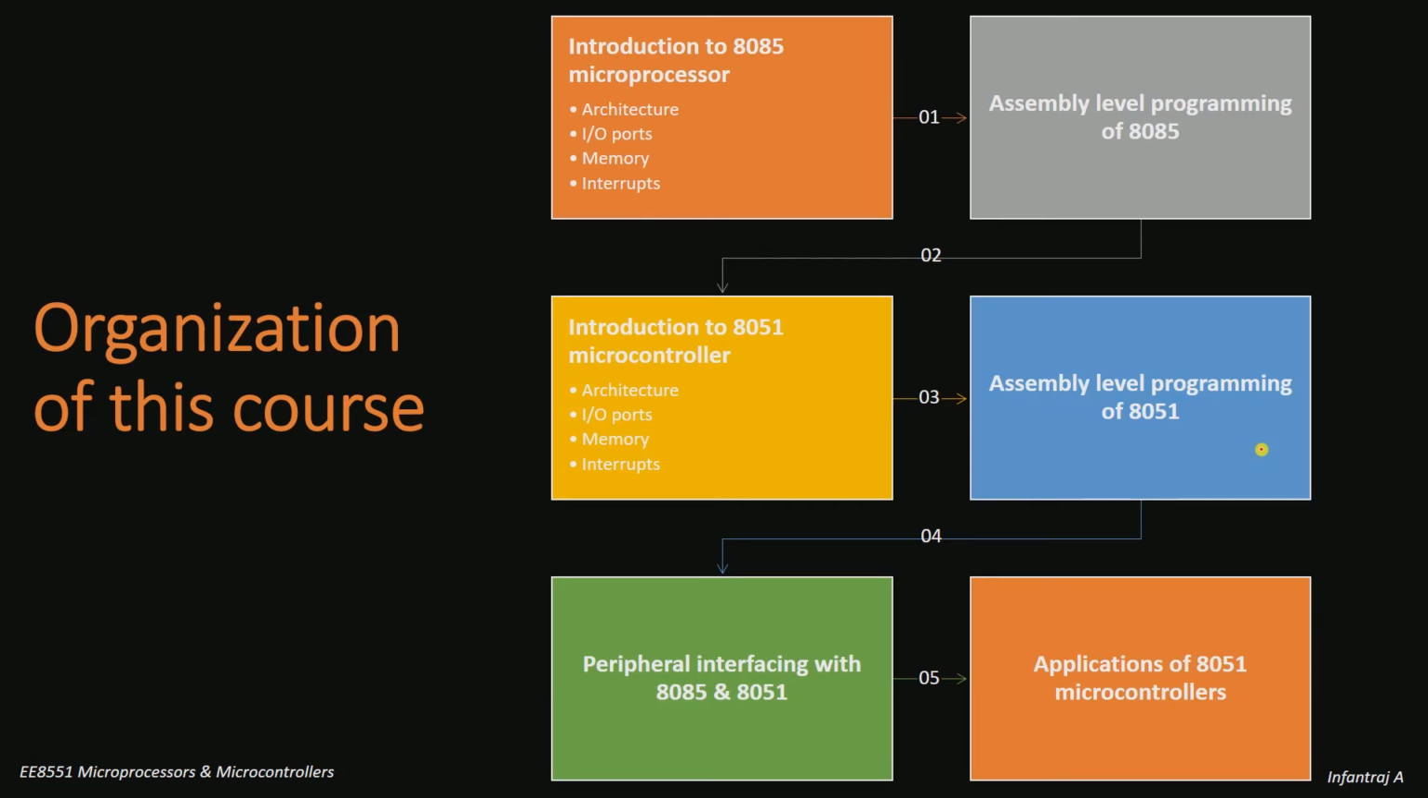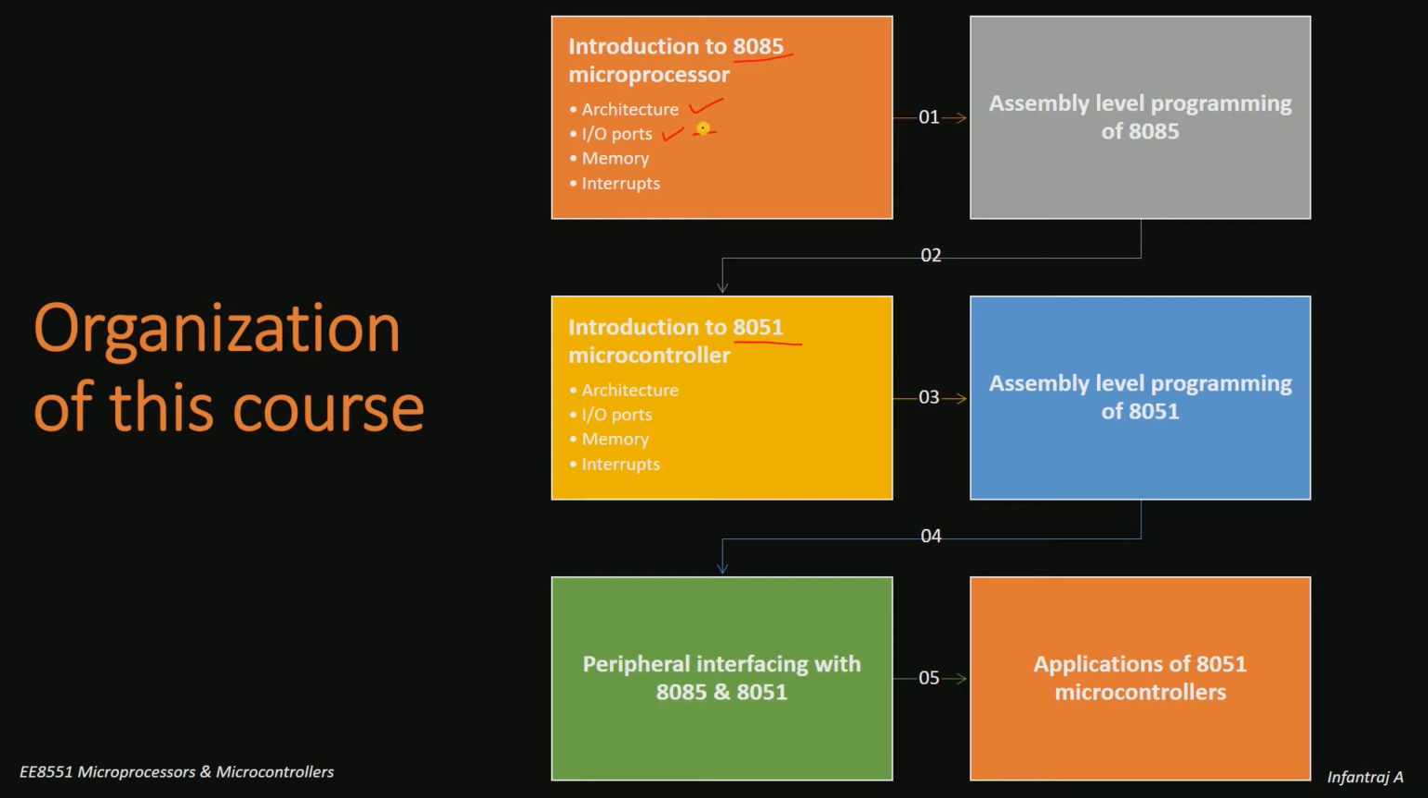Moving forward, organization of this course. This course comprises two major modules. One is the 8085 microprocessor, the other one is the 8051 microcontroller. We will start with the introduction of the 8085 microprocessor. In the first module, I will be teaching about the architecture. Architecture is the physical structure of a microprocessor.